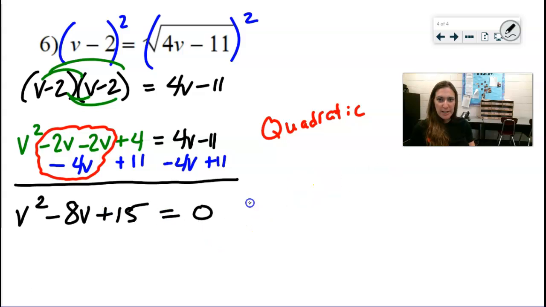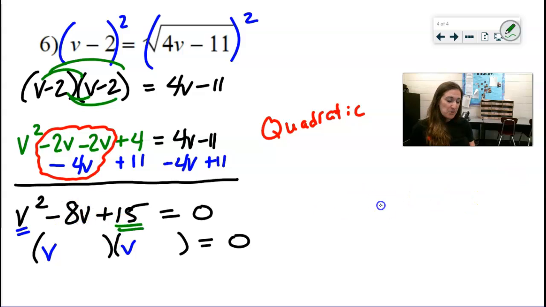Alright, it's time to solve the quadratic. I am going to factor. So multiplies to v squared, obviously that's v and v. Now I need my end numbers to multiply to 15, but if you could also keep in mind that you need your outers and inners to add up to negative 8. So what if we used a negative 5 and a negative 3? That would work, right? So next step is solving.